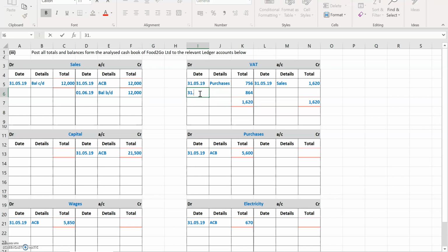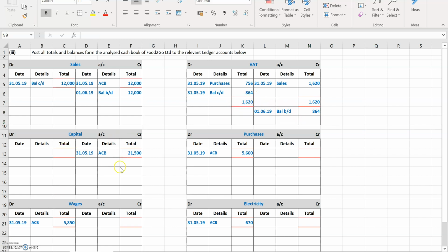So once again, the end of the month, 31st of the 5th, 19. It's the balance. It's the carry down figure. Where's it carried down to? It's carried down to the next month. So the 1st of the 6th, 19. Balance brought down. And make sure you bring down the 864 and not the 1,620.